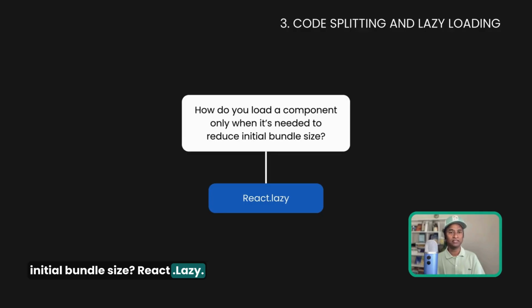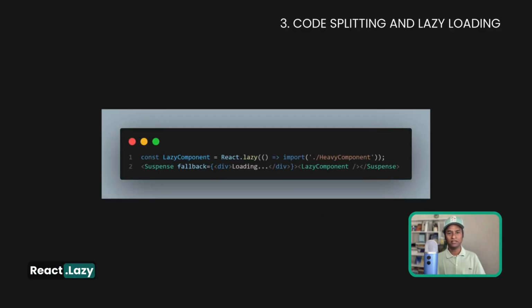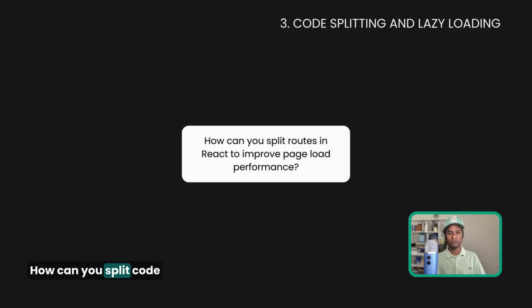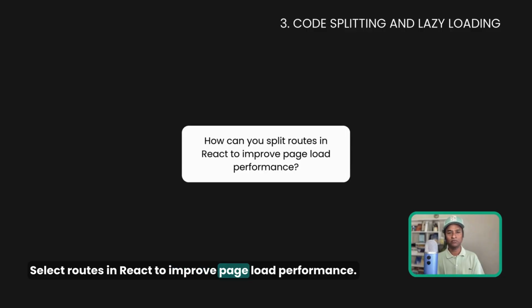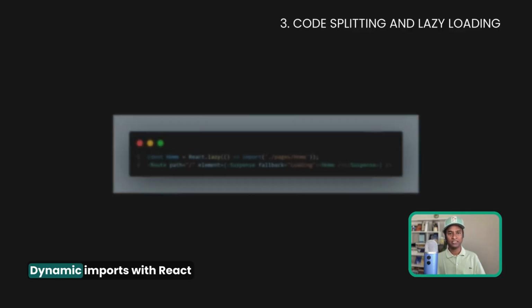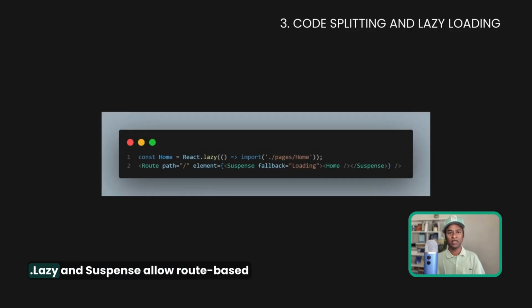Answer: React.lazy. Example: React.lazy allows components to be loaded only when they are rendered, preventing unnecessary code from being part of the initial bundle and improving performance. How can you split routes in React to improve page load performance? Answer: dynamic import. Example: dynamic imports with React.lazy and Suspense allow route-based code splitting, ensuring that each page loads only the code it needs, optimizing load time and user experience.